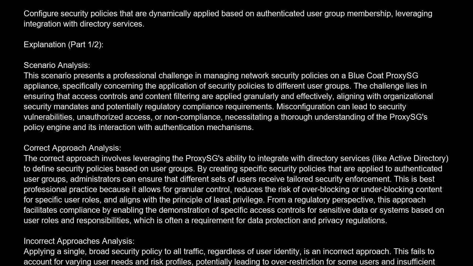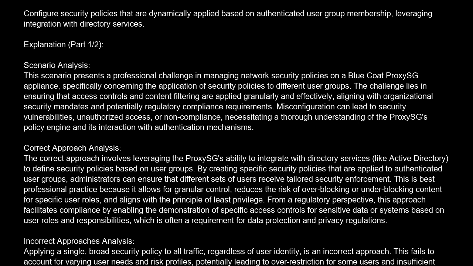Explanation. Scenario analysis. This scenario presents a professional challenge in managing network security policies on a Blue Coat ProxySG appliance, specifically concerning the application of security policies to different user groups. The challenge lies in ensuring that access controls and content filtering are applied granularly and effectively, aligning with organizational security mandates and potentially regulatory compliance requirements. Misconfiguration can lead to security vulnerabilities, unauthorized access, or noncompliance, necessitating a thorough understanding of the ProxySG's policy engine and its interaction with authentication mechanisms.